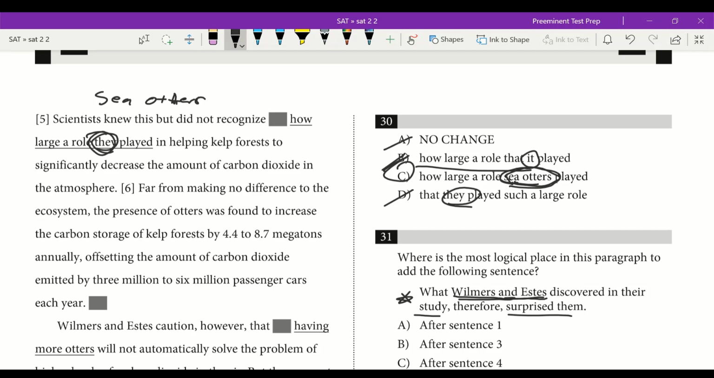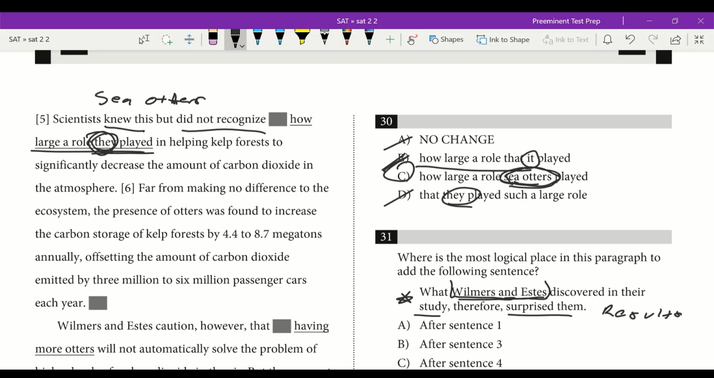Alright, now we move on. Well, what did we just have in 5, right? We have that scientists knew something. They didn't recognize how important something was. So that's kind of a surprise, right? And what did I say back when I was looking at 31? I said I'm looking for something that introduces our Wilmers and S followed by results, right? So I'm going to keep that in my mind as I go through here.